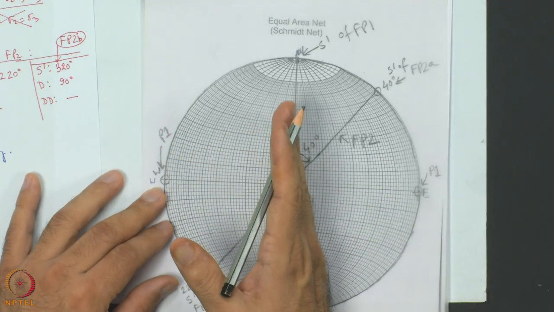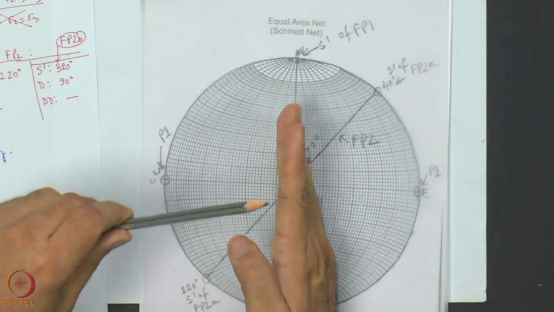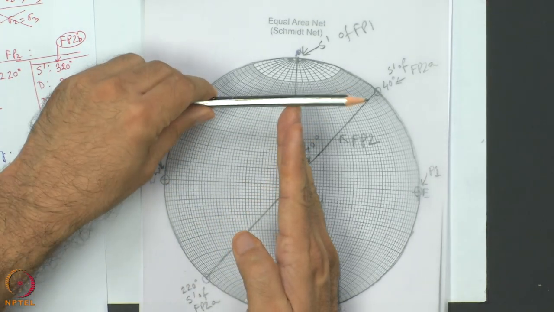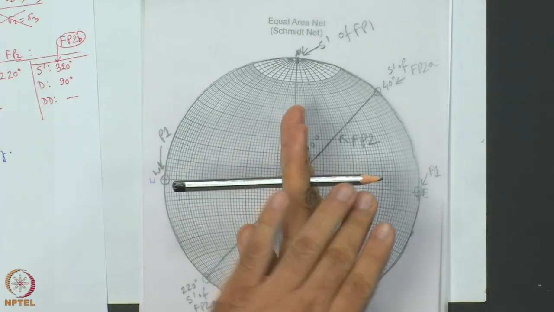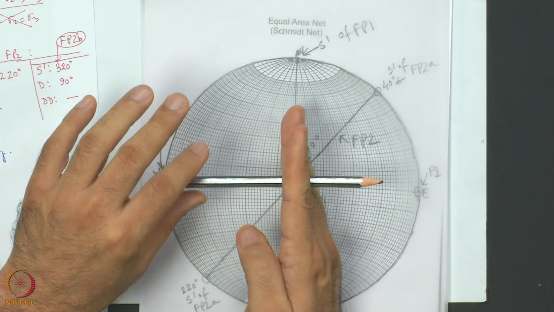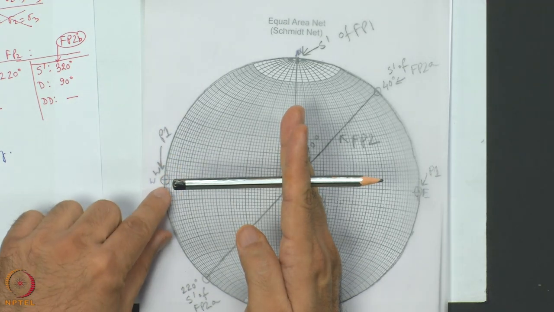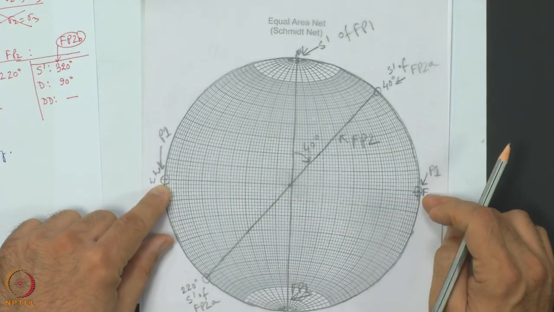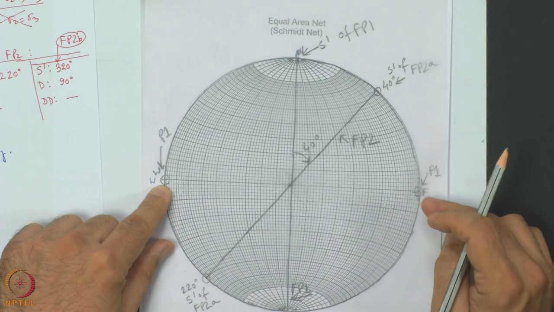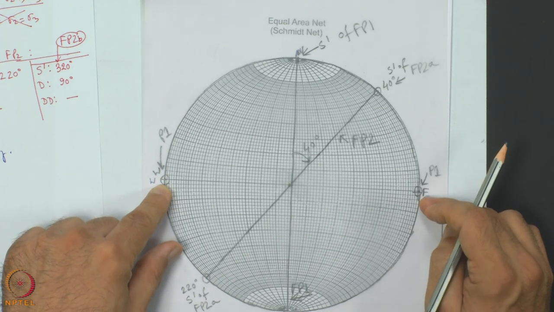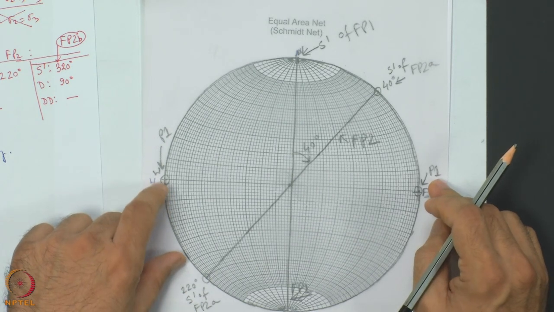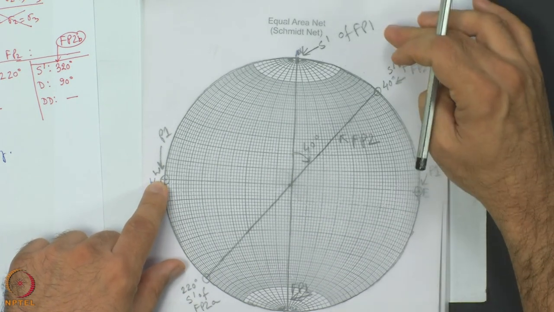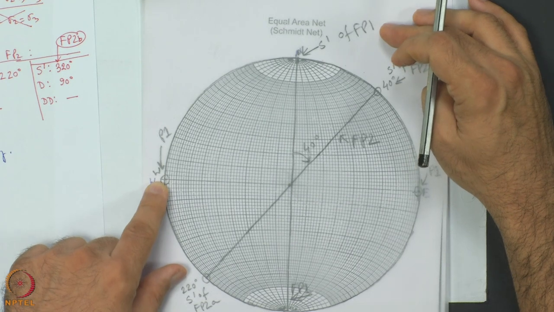Since FP1 is a vertical plane, its pole, which is an imaginary line perpendicular to the vertical plane, becomes a horizontal line. A horizontal line is represented at two peripheries. A horizontal line is plotted as two points on the periphery 180 degree apart from each other. So this P1 and this P1 represent the pole of FP1.